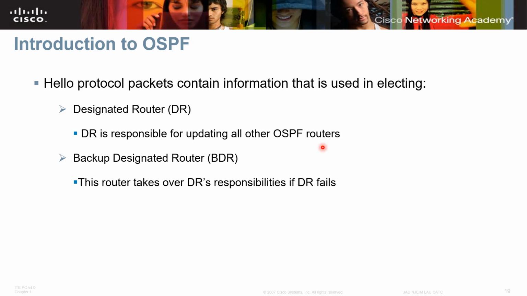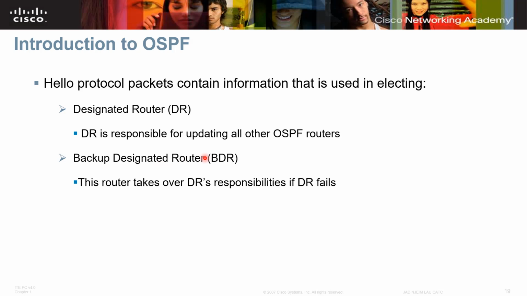all other routers will send the updates to the designated router, and the designated router will then broadcast all updates back to all nodes. So instead of sending these updates back and forth and broadcasting the updates, we select one designated router and we send the updates. All updates are sent to the designated router, then the designated router will broadcast back all the updates. So the designated router will be responsible for updating all other routers. It will be the main router that collects information and updates all other routers.